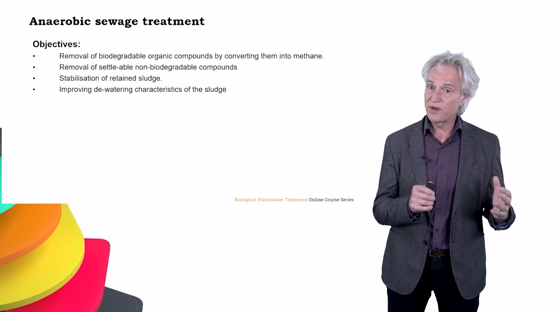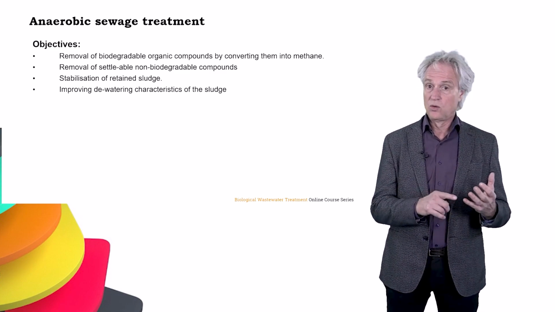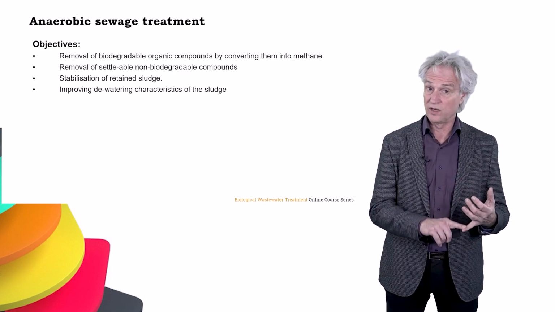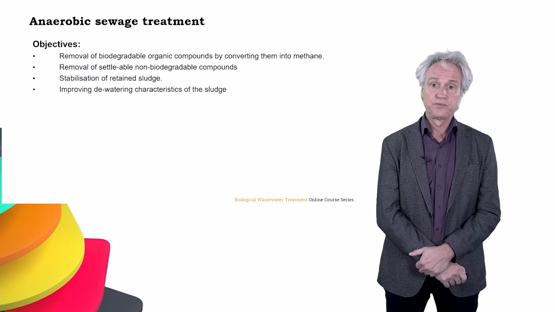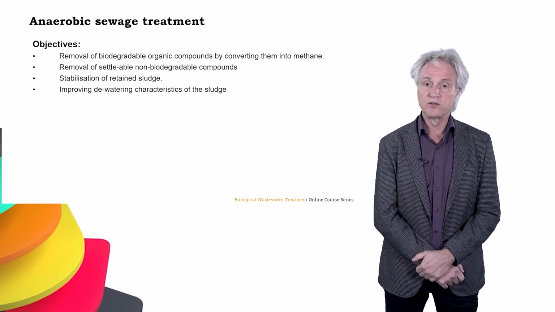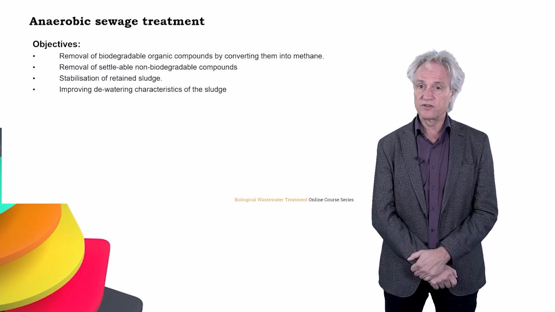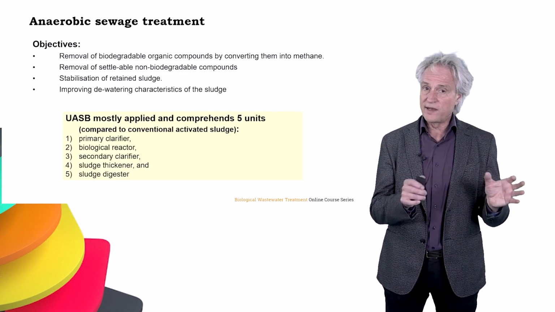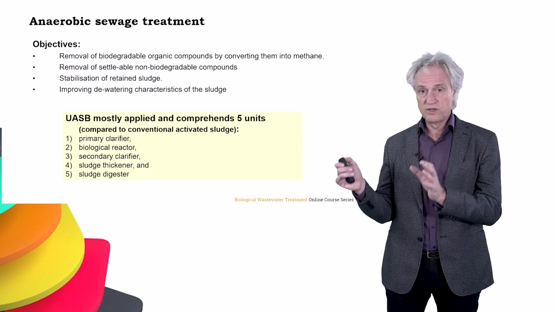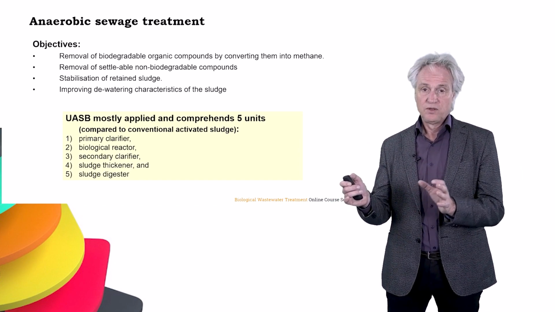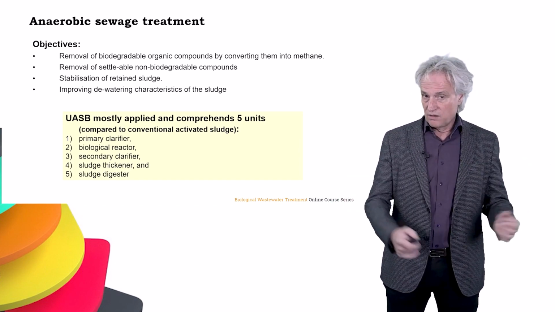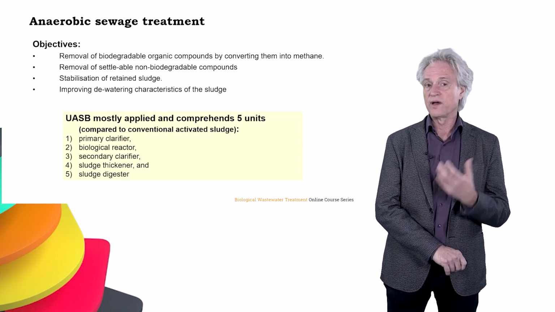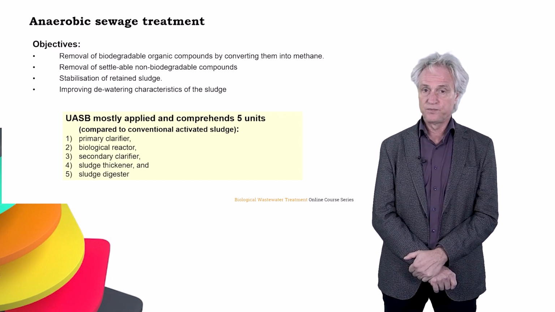Then we would like to stabilize the retained sludge, which is the primary sludge, the primary solids, as well as the newly grown bacteria. And in the meantime, we would like to improve the dewatering characteristics of the sludge. If we combine this and bring it to an anaerobic reactor, then in fact we can design one single reactor that comprises 5 different units.